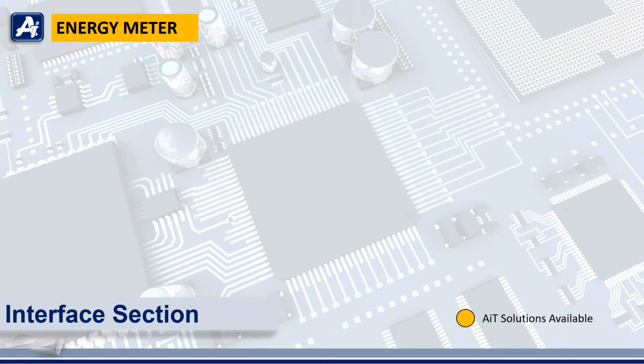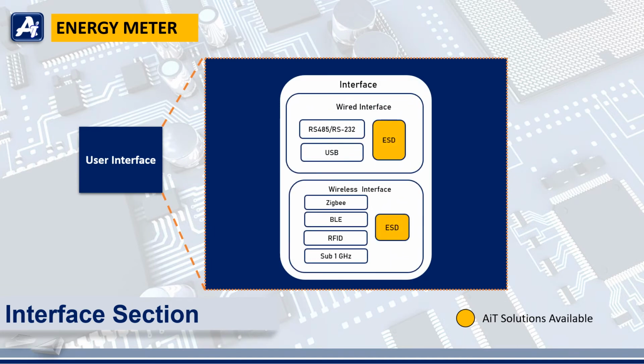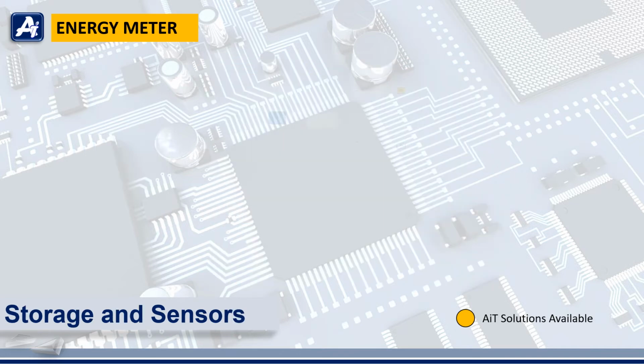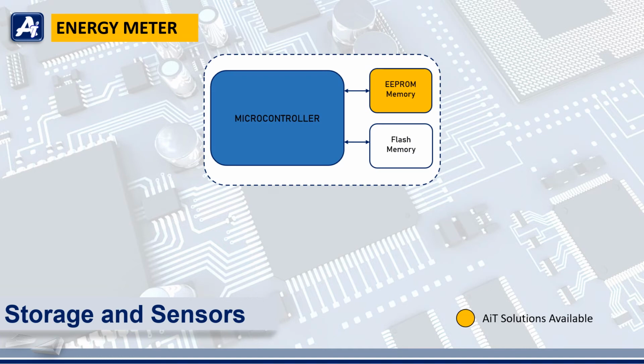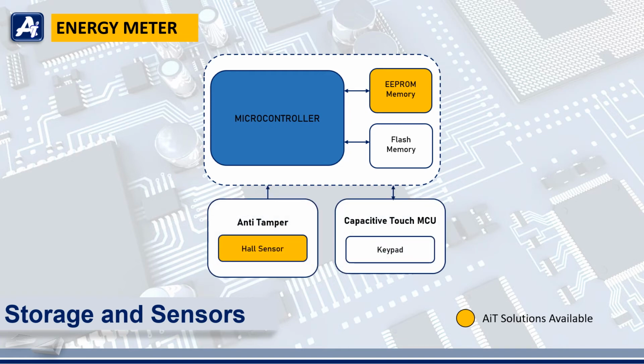In the user interface section, we support ESD protection diodes in the wired and wireless communications section. AiT offers a wide range of EEPROM memory ICs which can be used in energy meter application for storage purpose, and a high sensitivity Hall sensor for tamper detection.